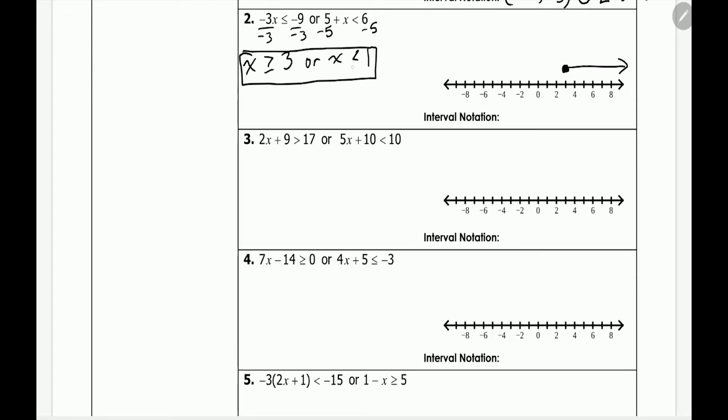Now we move on to x is less than 1. We go to 1. It's less than, so we have an open circle. And then, where are the numbers that are less than 1? Well, they're to the left, so we're going to draw an arrow to the left.